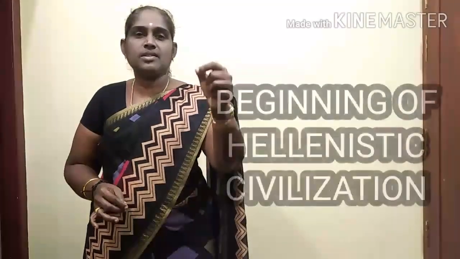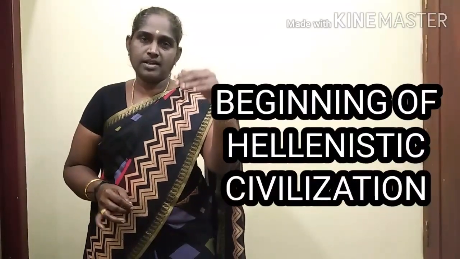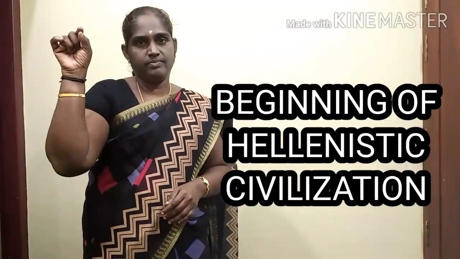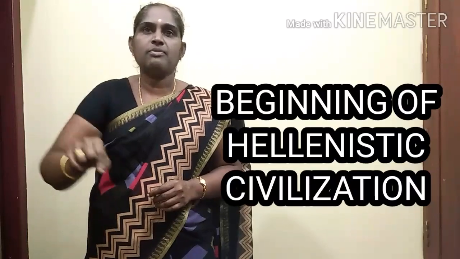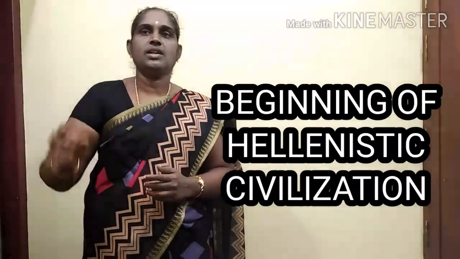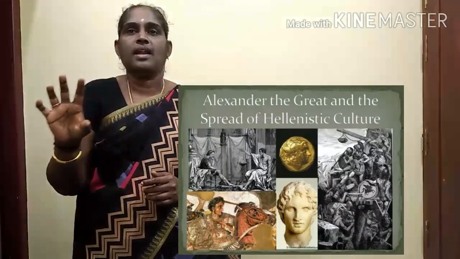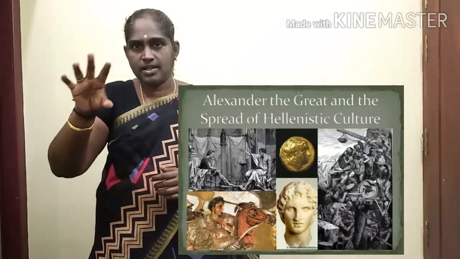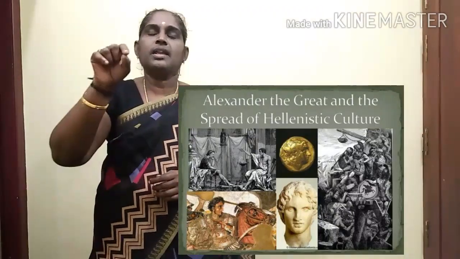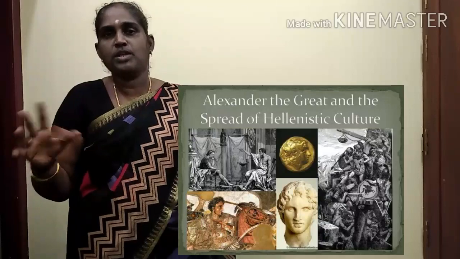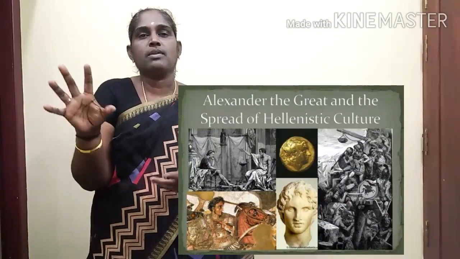Now, the beginning of Hellenistic civilization. Cultural development took place very fast after the death of Alexander the Great in 323 BC. That is called Hellenistic civilization. The Greek city-states did not have an elaborate bureaucracy. Bureaucracy means powerful rulers. So they showed their dynamism.